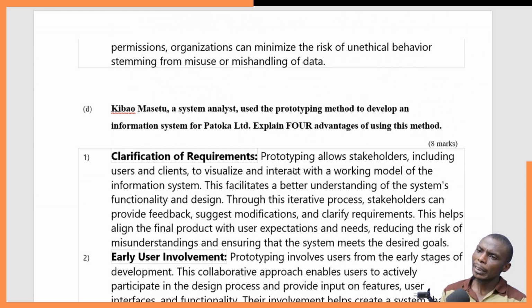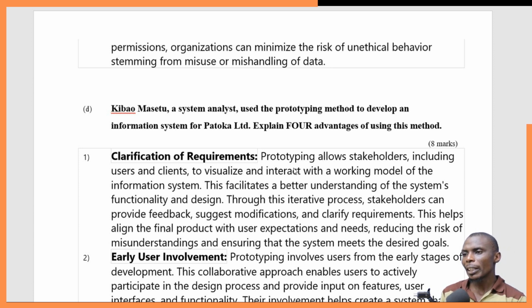The last question there says, Kibao Masetu, a system analyst, used the prototyping method to develop an information system for Patoka Limited. Explain 4 advantages of using this method. The first advantage of using the prototyping method is clarification of requirements. Prototyping allows you and the stakeholders to visualize and interact with a working model, not the real system, but a working model of the information system. This will facilitate a better understanding of the system functionalities and design.